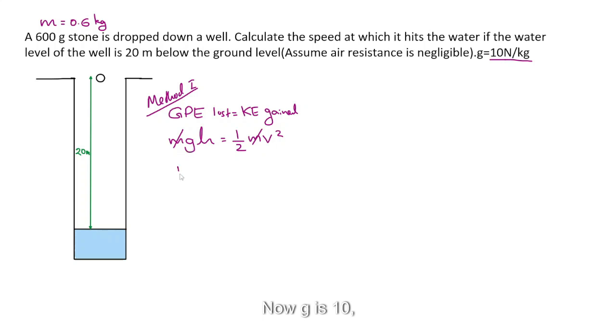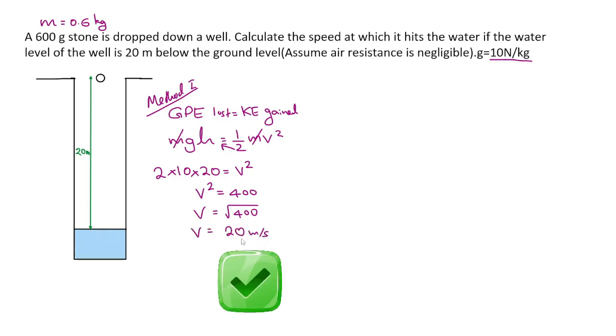Now g is 10, h is 20, is equal to, this 2 here, I can bring it to this side where it becomes multiplication, v squared. 2 times 10 is 20, times 20 is 400. If v squared is equal to 400, v is the square root of 400, which is 20 meters per second.